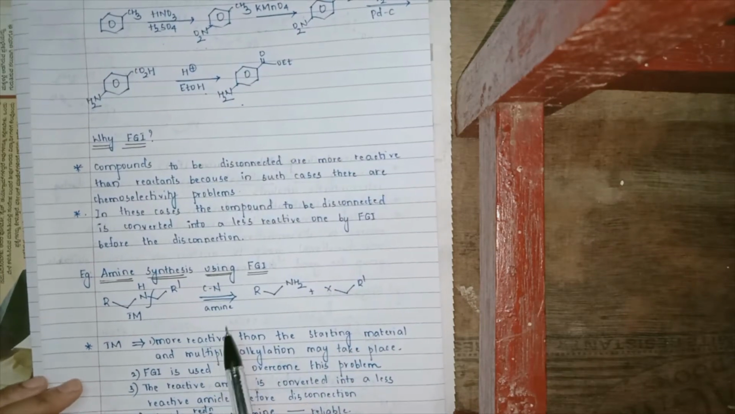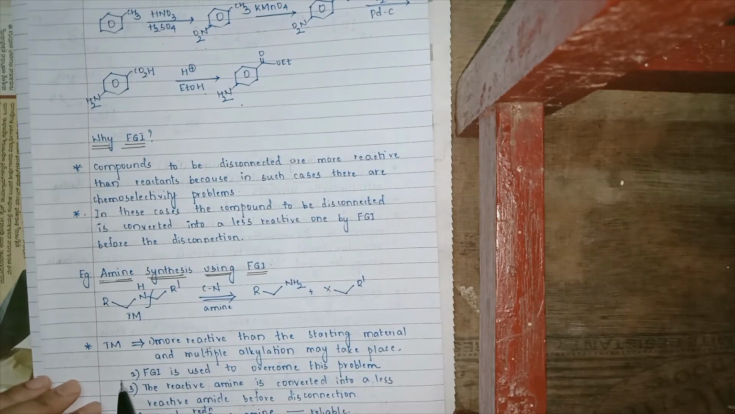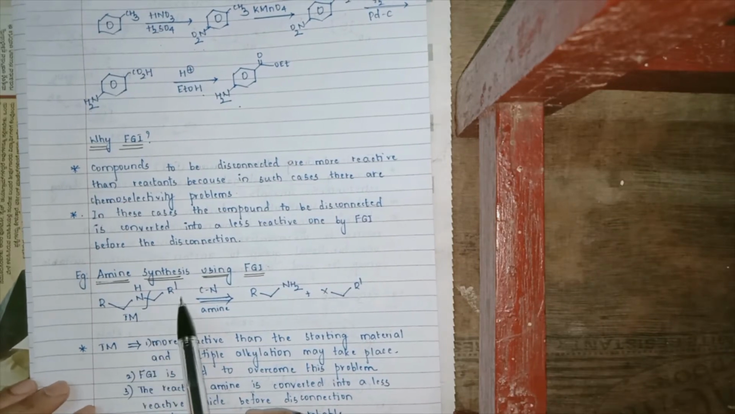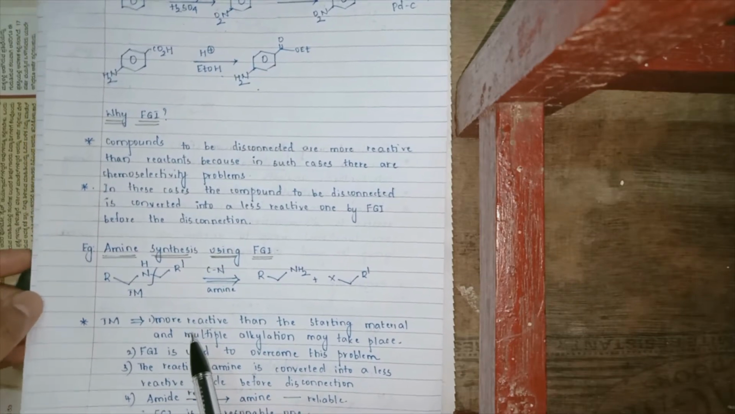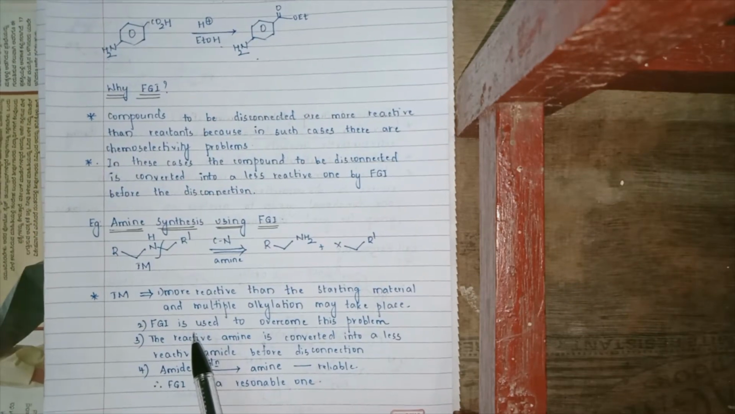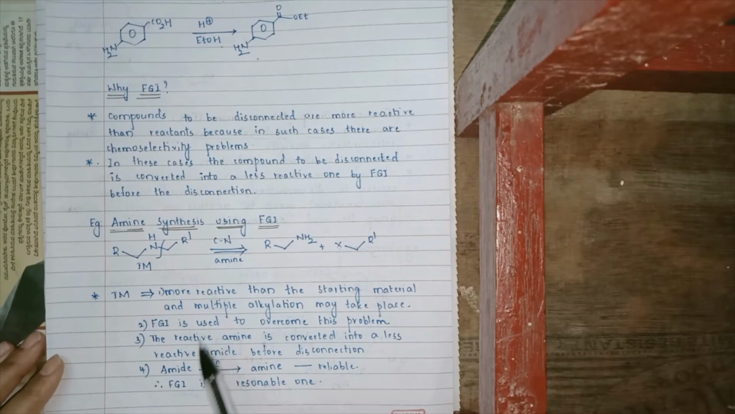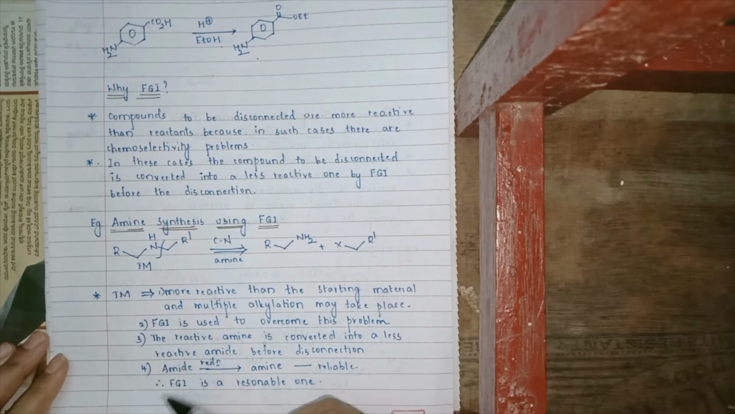But why shall we be doing a functional group interconversion? Because compounds to be disconnected can be more reactive. To avoid more chemoselectivity problems, we shall be doing functional group interconversion. So what we do is, in these cases, the compounds will be disconnected and they can be converted to a less reactive system, so that this less reactive system can be further utilized in our synthesis.